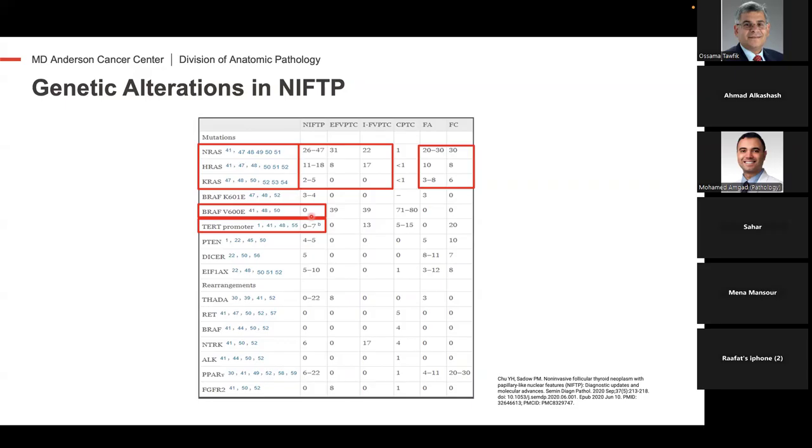So just be aware of this. And one of the advances available now is IHC to detect these mutations, right? So you have a RAS immunostain and a BRAF V600 immunostain. Sometimes you don't even need to send them for molecular, you can easily do a BRAF IHC. If it's positive, then you can exclude the diagnosis of NIFTP.